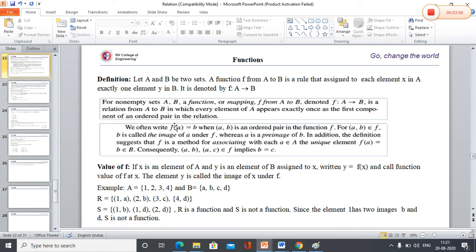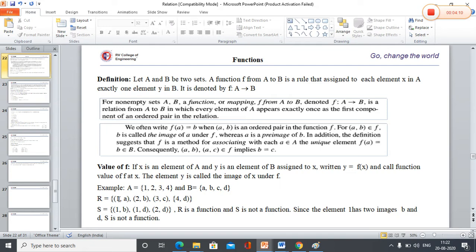Now we write like this, f(A) = B. So what does it mean, f(A) = B? If I am writing this, that means B is the image of A. Okay, so what is the meaning of image of A? Here, if I see the ordered pair, I can write f(1) = a.